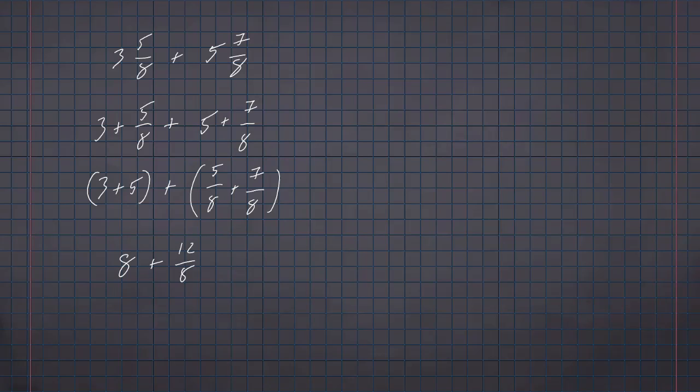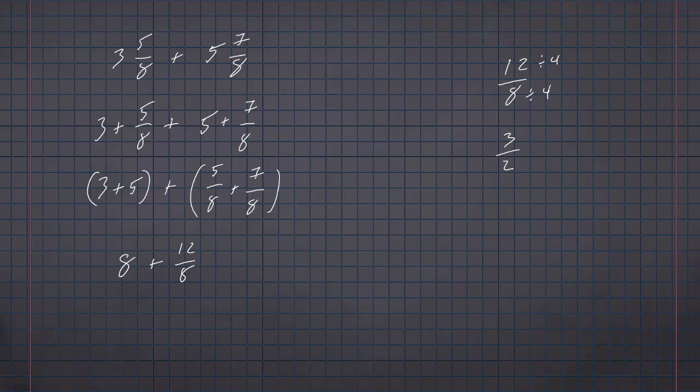And I'm going to go off to the side for a moment and just focus on that fraction, 12 over 8. A couple of things to notice here. First of all, this reduces. You can divide top and bottom by 4 to get 3 over 2. And that is important to look at first.